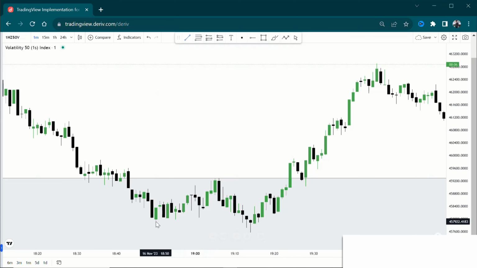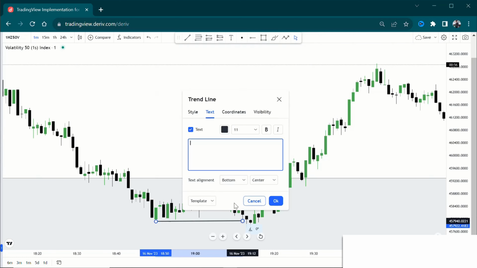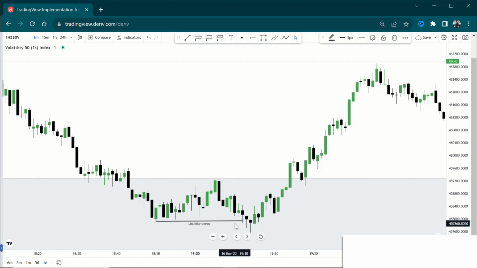This is your low. Okay, this low was swept and then the candle closed within. So here there was a liquidity sweep. This is a liquidity sweep. Okay, this is called the liquidity sweep right there.